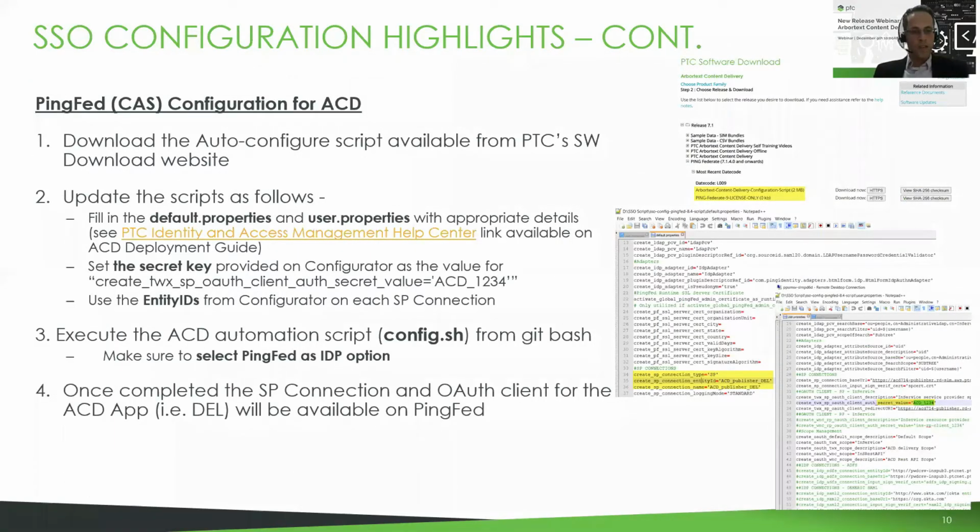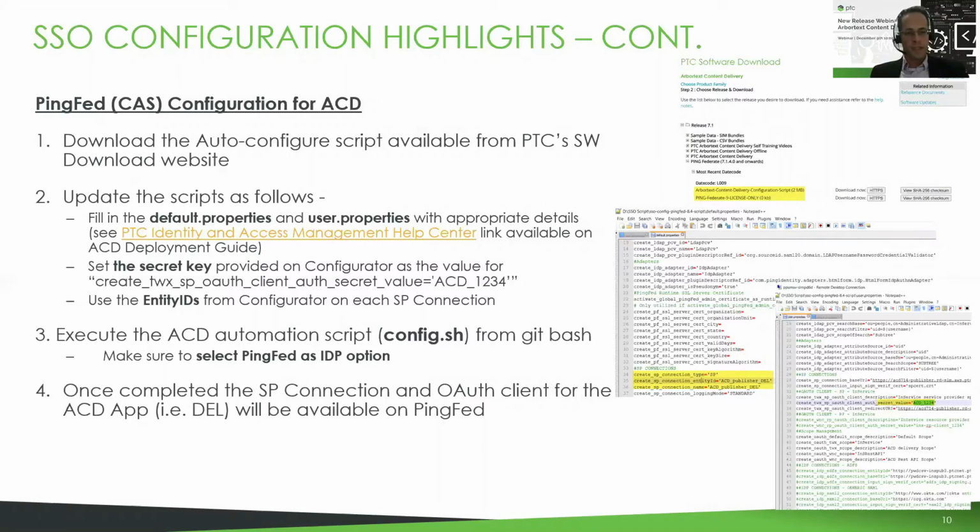Next, you will have to open the auto configuration script that you downloaded from the PTC website and update a couple of properties files called default properties and user properties. The directions to those are available in the PTC Identity and Access Management Help Center. Those are kind of generic and specific to the PingFederate configuration, but we're also keeping a documentation of all the steps that are required for your convenience.